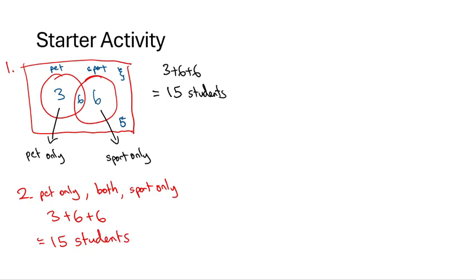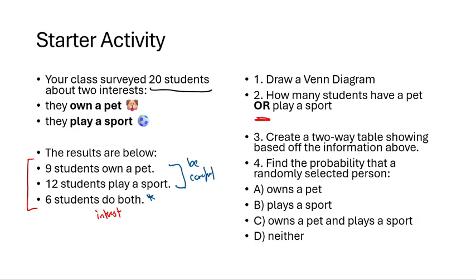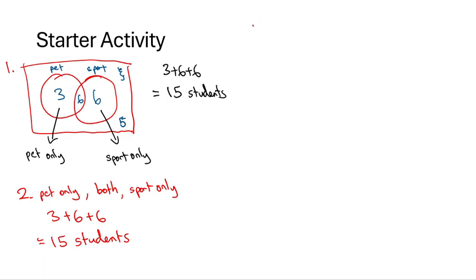And that's pretty easy. Now, question three says create a two-way table based off the information above. To create a two-way table, put things that you need to start out, okay? You're first going to have one category here, and then another category on the side.